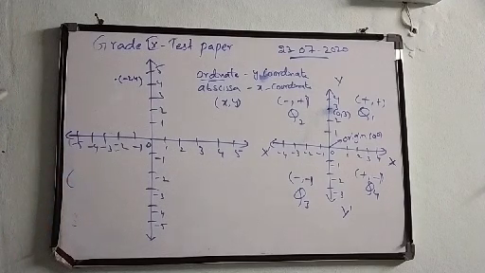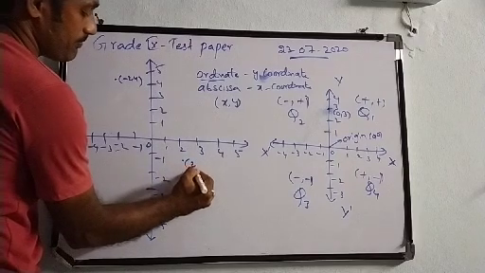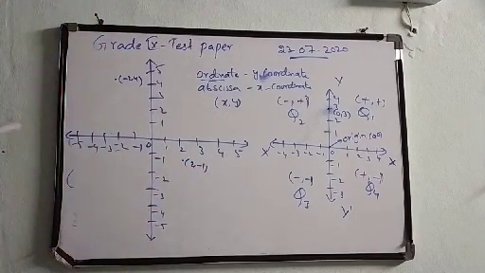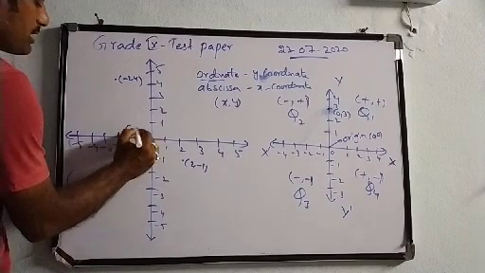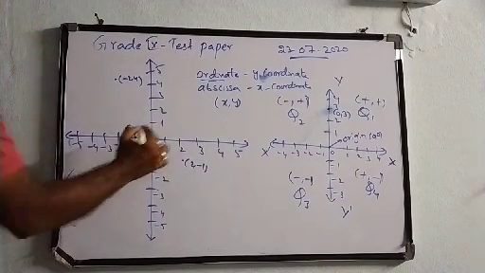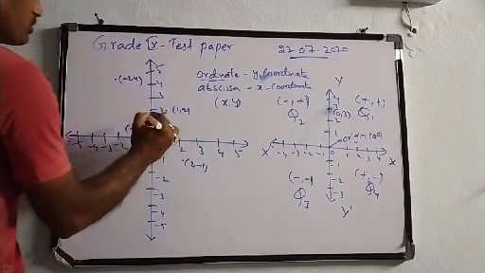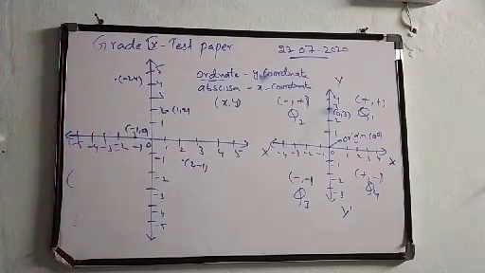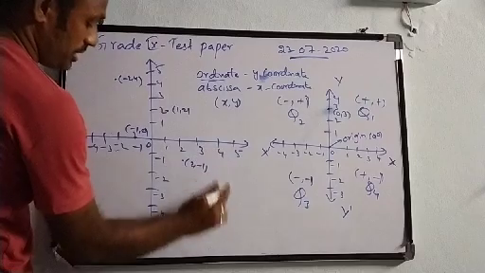Next, 2 comma minus 1. So 2 comma minus 1 will be here. So minus 1 comma 0. So here will be minus 1 comma 0. 1 comma 2. So x is 1, y is 2. So 1 comma 2. Three comma minus 5. So 3 comma minus 5.